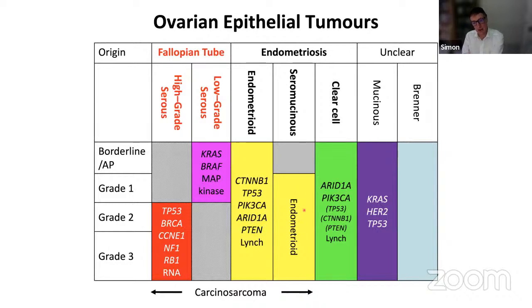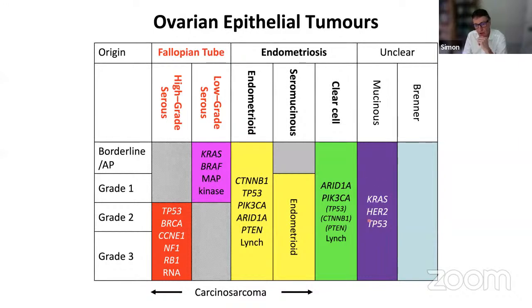Seromucinous tumours are now endometrioid, and for clear cell carcinomas, the commonest mutation is ARID1A, different from endometrioid. So we're beginning to see some clear water between these two tumour types, even though they are associated with endometriosis. And of course, clear cell carcinoma also has an association with Lynch syndrome, and I would again put forward that we should be doing MMR testing on all of these tumours too.